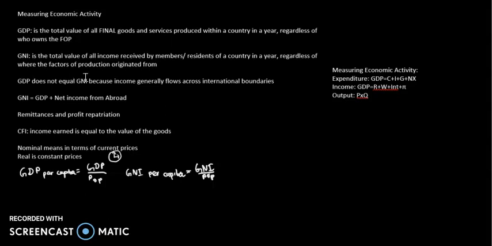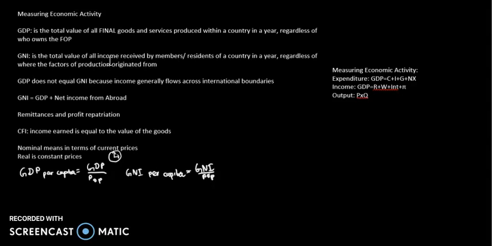Same thing here with GNI, the total value of all income received by members or residents of the country. Income, you may recall, is the returns to the provision of factors of production. So you have land, labor, capital, and enterprise, and you get rent, wages, interest, and profit. Because you get that, GNI is equal to the total income received, but you also have to consider this point, where it's regardless of where the factors of production originated from.